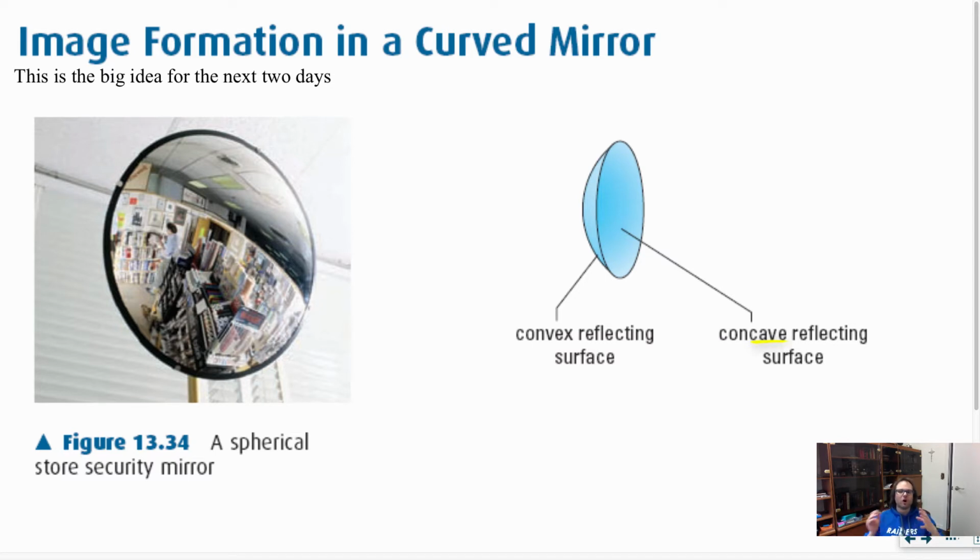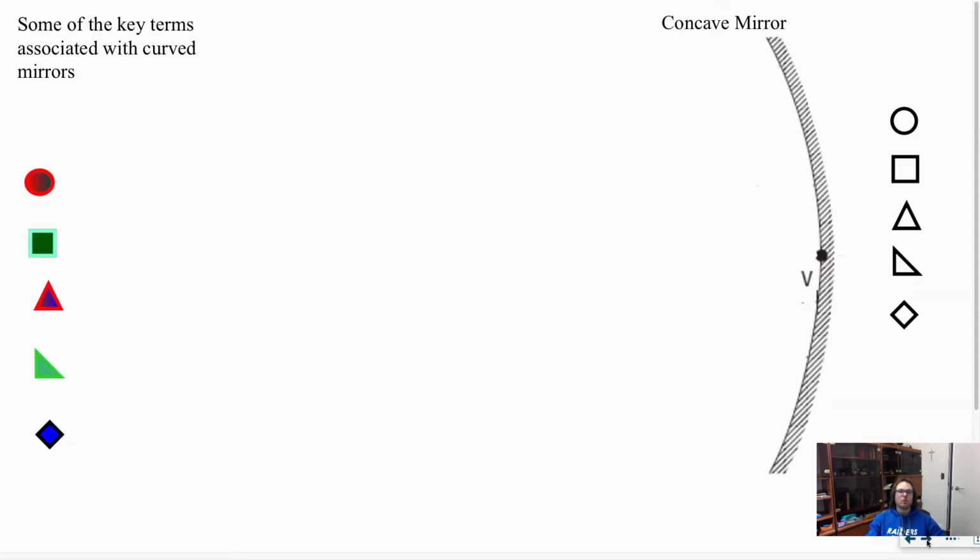Now, if I look at the word concave, there's the word cave in it. So think of it as our EMR, or our light, is entering a cave mirror, and it's reflecting in there. So look at the word cave, that means it's going inward. Okay, so it makes a cave shape. Well, let's take a look here.